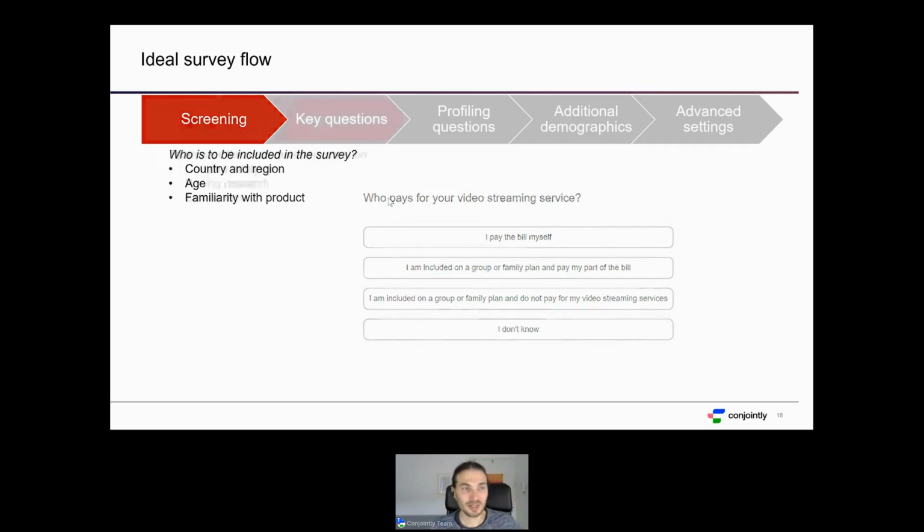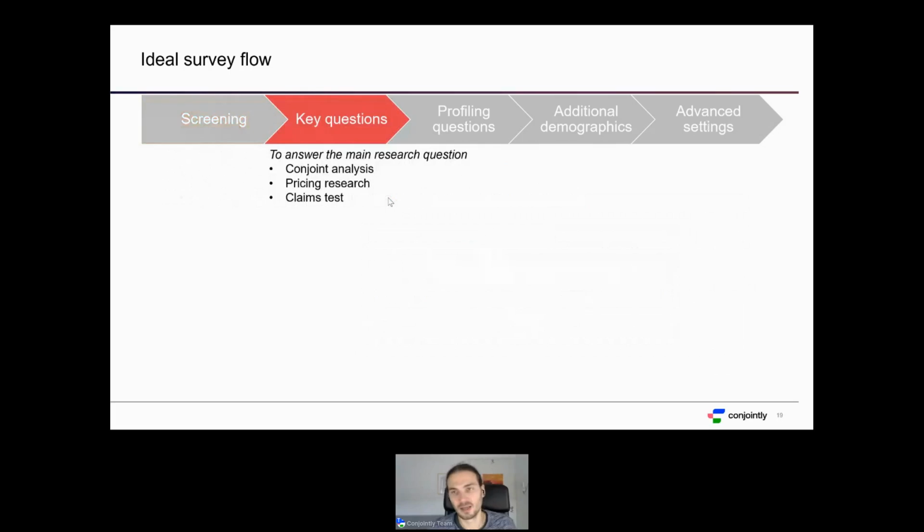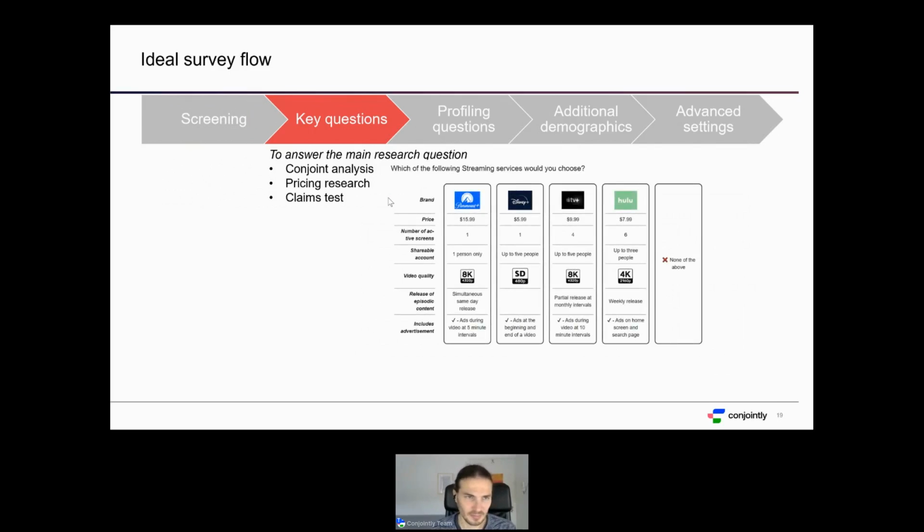And the key questions. Key questions are basically what you're most interested in. So that's to answer your real research questions. That's a conjoint analysis, that's your BPTO, that's your claims design, and so on. In my case, it looks something like this.